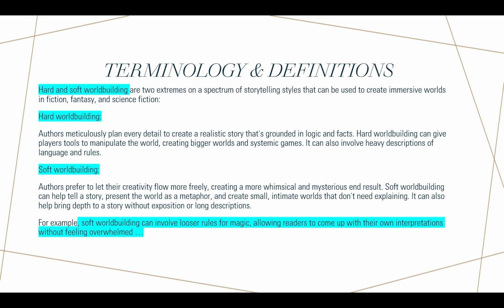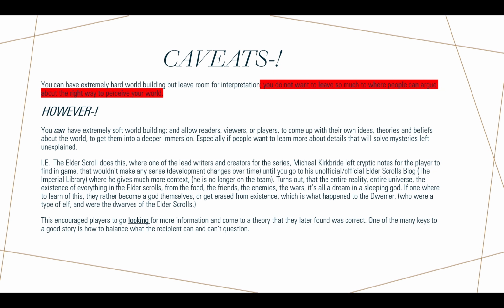For example, soft world building can involve looser rules for magic, allowing readers to come up with their own interpretations without feeling overwhelmed. But a hard world builder would say, this is the way magic is, this is how it works, these are all the intricate details, and this is why it's important. I have some notes here, and I'll actually tell you after the next slide.